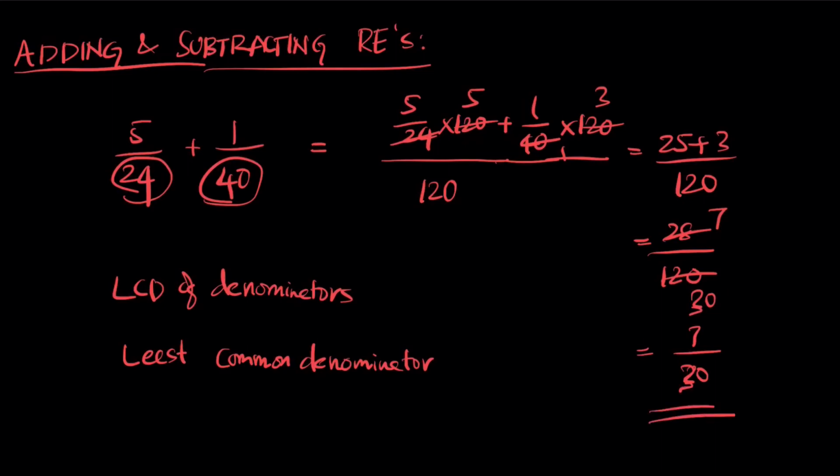So this is how we generally add fractions. We can do the same exact thing with rational expressions as well. So how do we do that? Let's say I have 5 by x plus 6 by y.